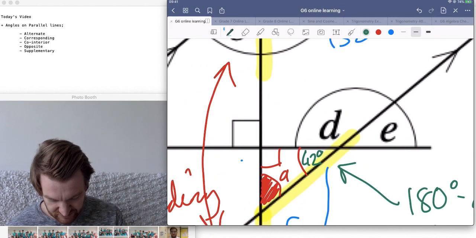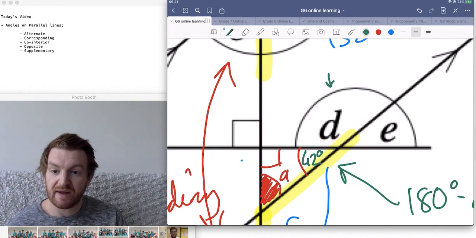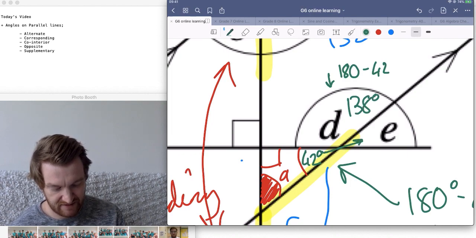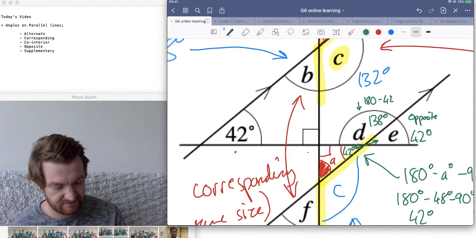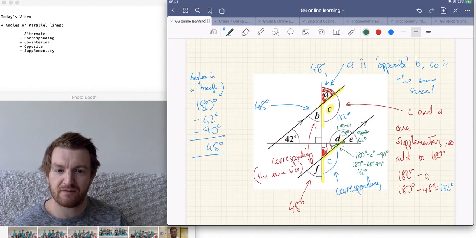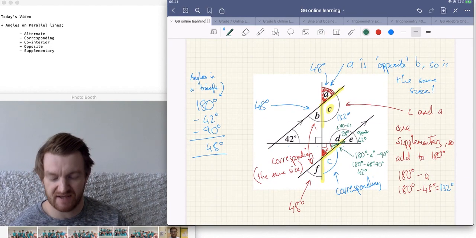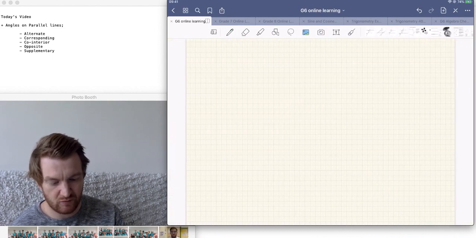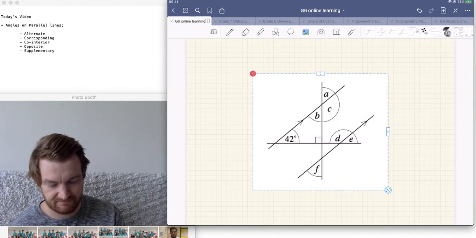If this one here is 42, we know that this one must be supplementary. I'm just looking down at my screen, I should hold up a bit higher. So we could do 180 minus 42, so that's 138. And finally, we know that these two are opposite. So this one here is 42 degrees. And now we've found all of the angles, lots of writing, a bit messy. Maybe we should try a new page with a slightly more tidy version of that.